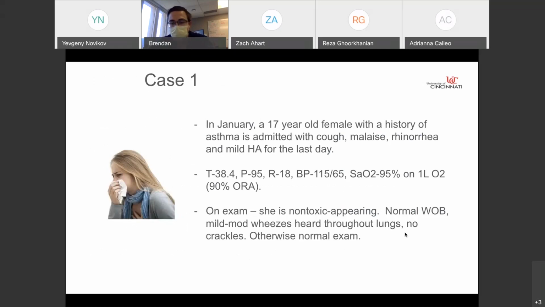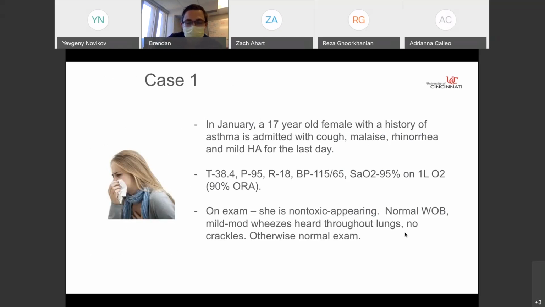So it's January, pre-COVID. A 17-year-old female with a history of asthma comes in with cough, malaise, rhinorrhea, a mild headache. She's got a fever, pulse is a little bit high at 95. Breathing is okay, blood pressure is okay. She's sitting a little low on room air. On exam, she's non-toxic. Normal work of breathing, mild to moderate wheezes are heard throughout her lungs, but no crackles. And otherwise, she has a normal exam.